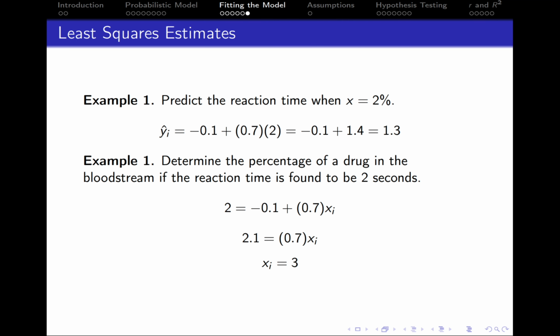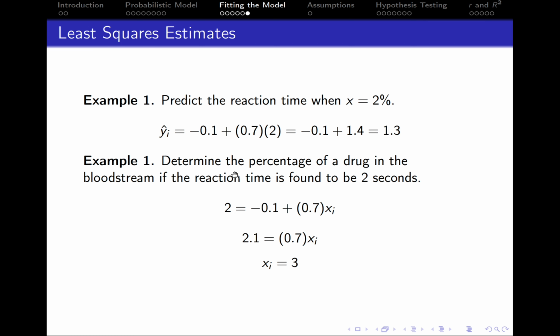We can also use the estimated model for the prediction and determination. So for example, let's predict the reaction time when x is equal to 2%. So we take the estimated model from here, and instead of x, we substitute the value of 2, and we get that if the percentage of drug in the bloodstream is 2%, the reaction time will be 1.3 seconds.